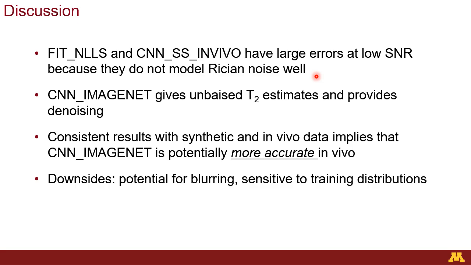So in this study, we saw that the fitting method and the self-supervised CNN gave errors at low SNR, primarily because they don't fit the Rician noise well. CNN ImageNet, in contrast, gave unbiased T2 estimates and provided some denoising, and potentially because of this, gives more accurate values in vivo. It does have some downsides, causing some blurring, and is sensitive to the training distributions, which wasn't shown here.